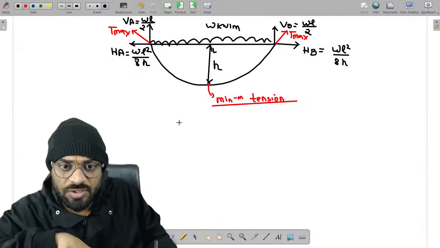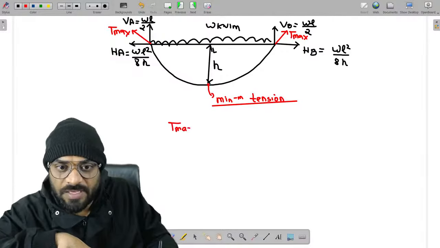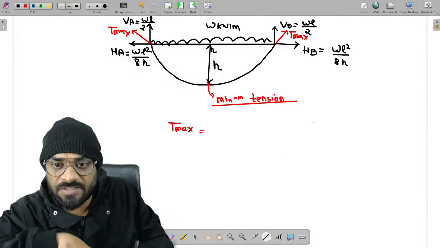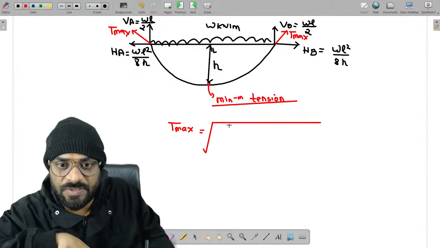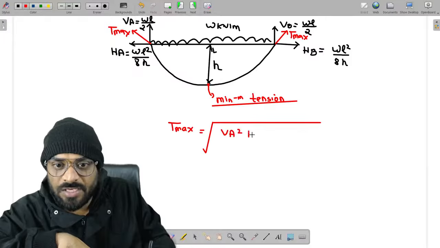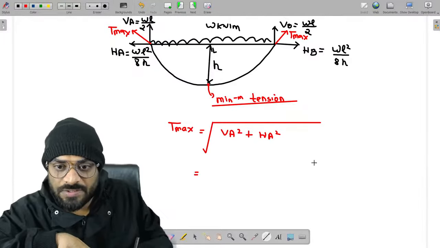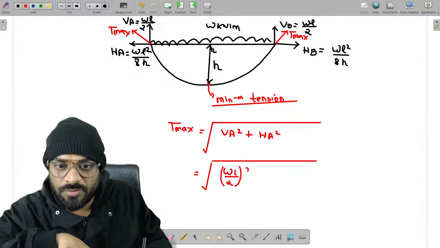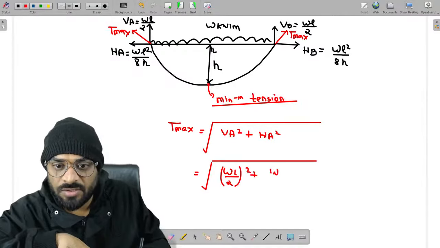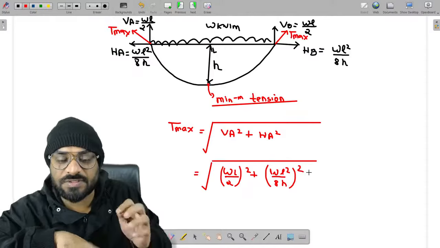Okay, so what is the value of T max? T max is nothing but the resultant of the vertical and horizontal reactions, which is basically the square root of VA square plus HA square. VA is equal to WL by 2, so it is (WL by 2) whole square plus HA square, (WL square by 8H) whole square. So this is T max.